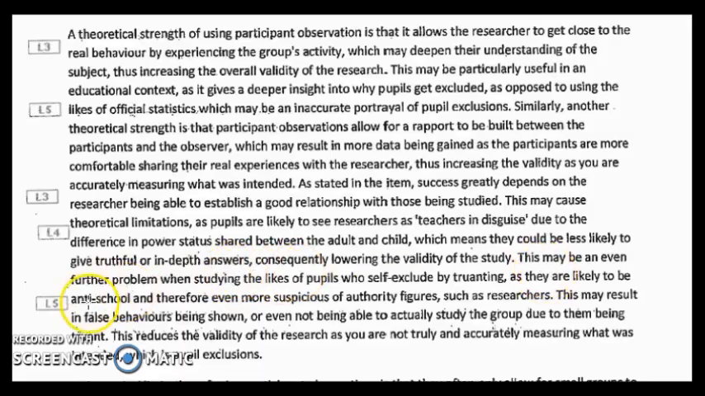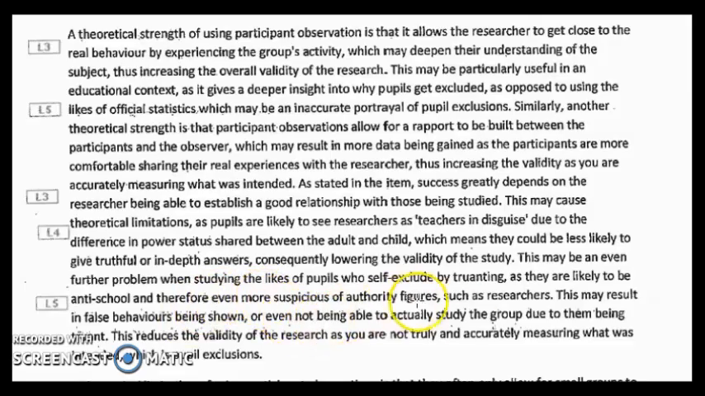But then she does start to give some characteristics of the pupil exclusions. Characteristics such as being anti-school or even being suspicious of authority figures. So now at this point she is developing it to the pupil exclusion part, which means that if the people that you're observing are anti-school, they are more likely to give false behaviours because of the suspicions that they have of observers being teachers in disguise.